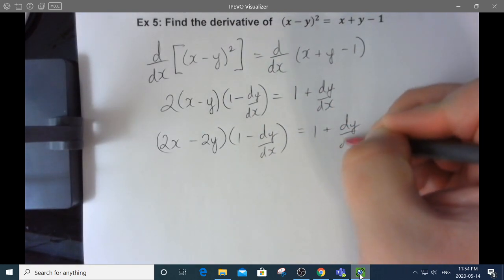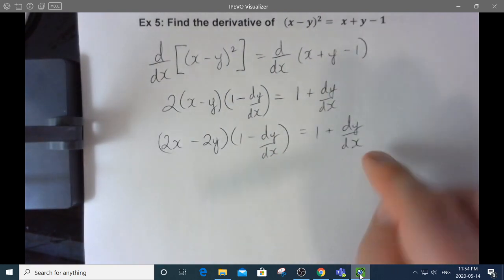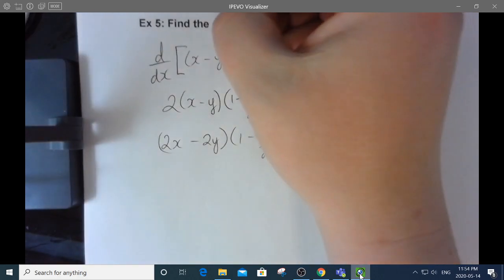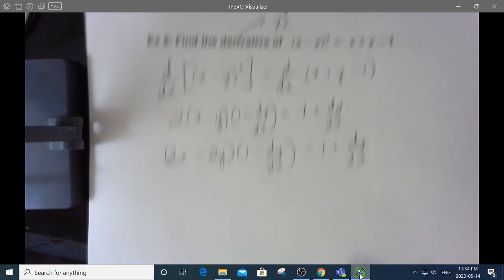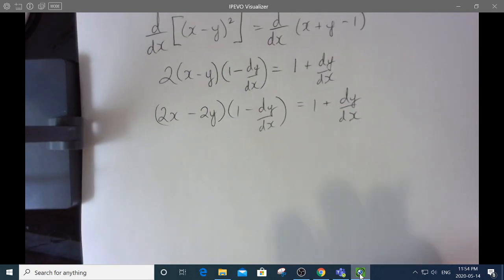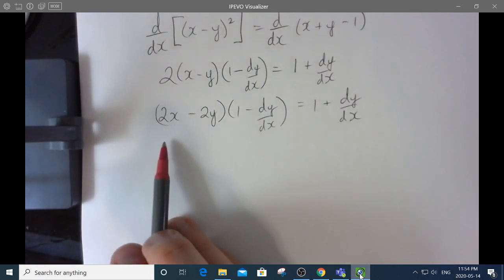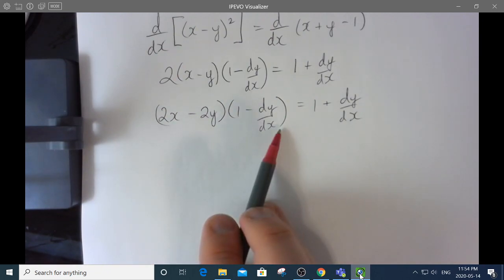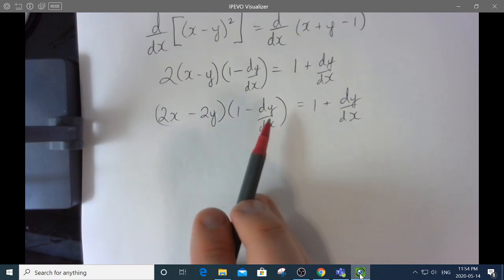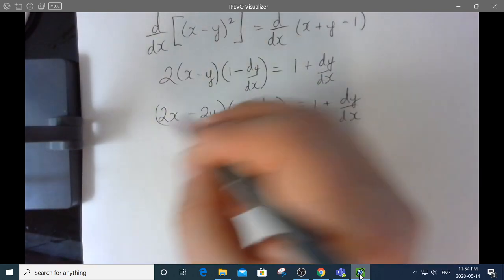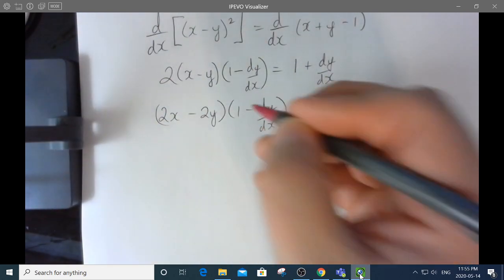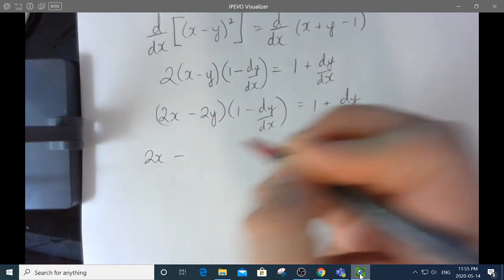Remember, my goal here is to eventually simplify this equation for the derivative, right? The derivative is dy by dx. That's what I'm looking for. That's what I have to solve here. So I'm going to have to first expand this so that I can isolate these two guys together and collect them as like terms. So, foiling that out, I'm going to get 2x times the two things in the brackets.